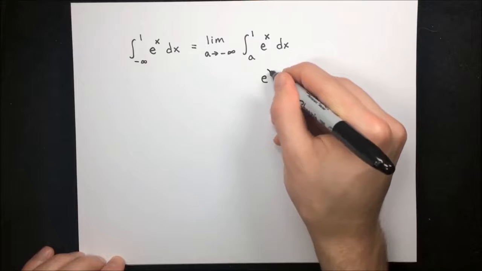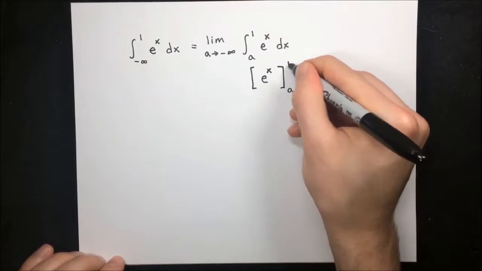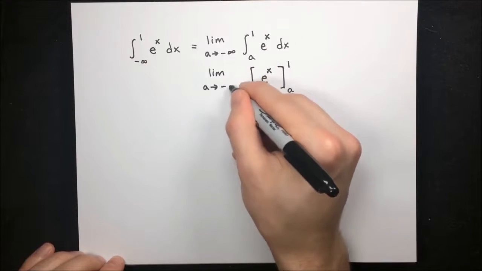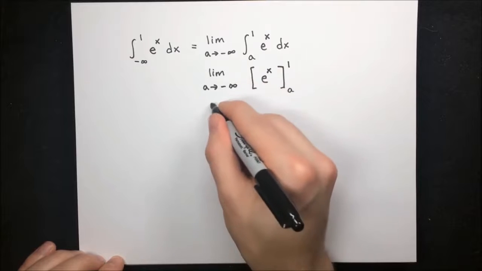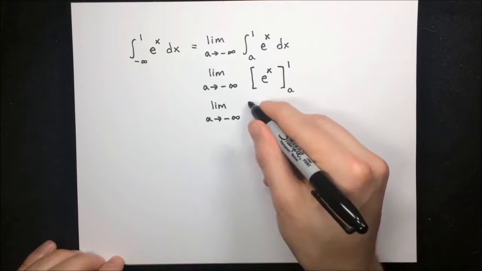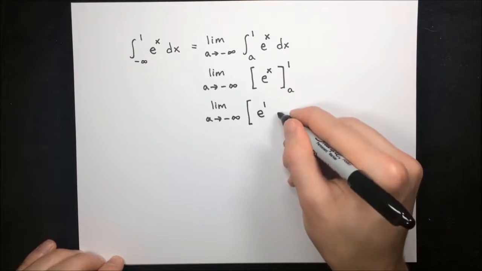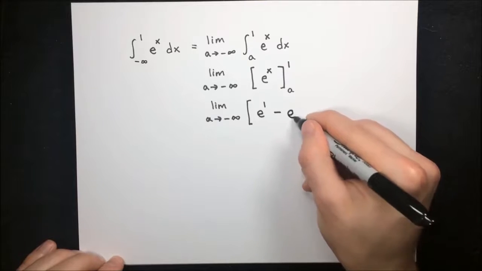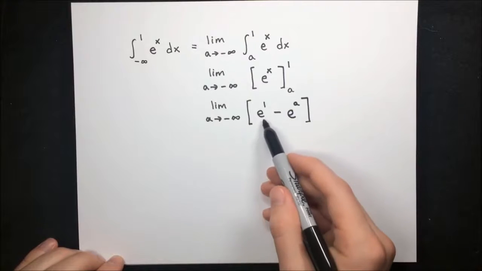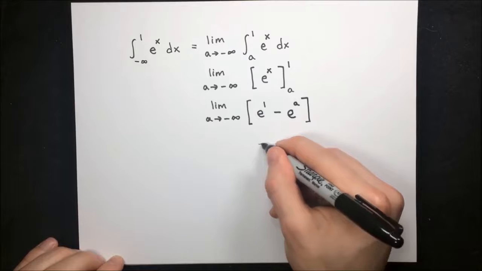It's just itself. And that's being evaluated at the bounds a and 1, and we're still taking the limit as a approaches negative infinity. So that's the limit of the difference at the bounds. At the top bound, we've got e to the 1, and then at the bottom bound, e to the a. e to the 1 is just a constant, so it's not affected by the limit. It's still e to the 1, which is just e.